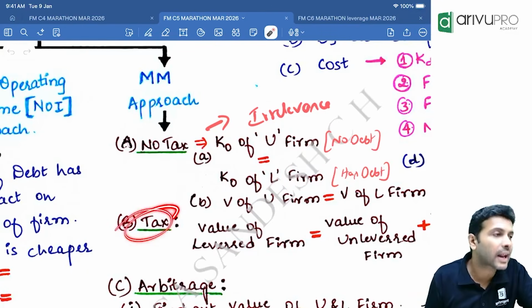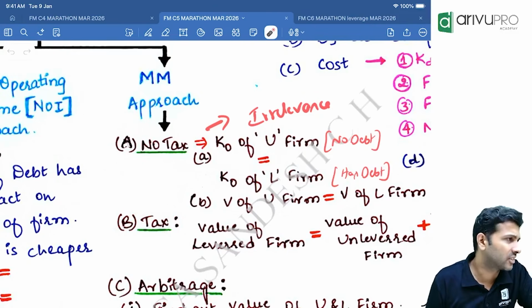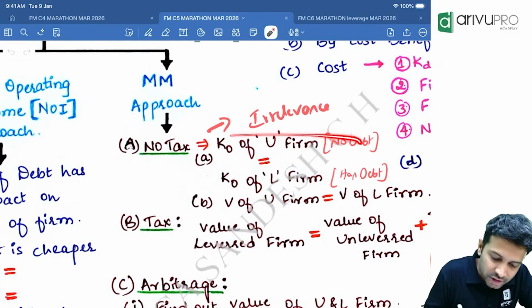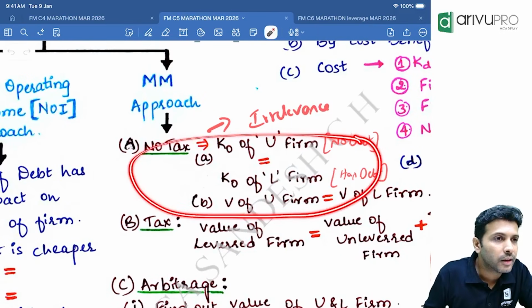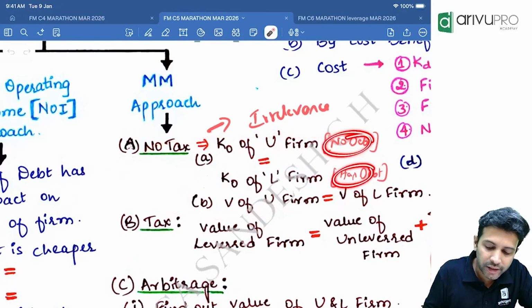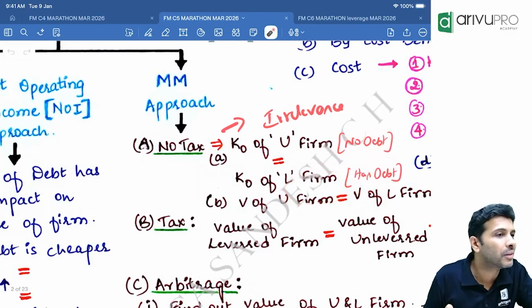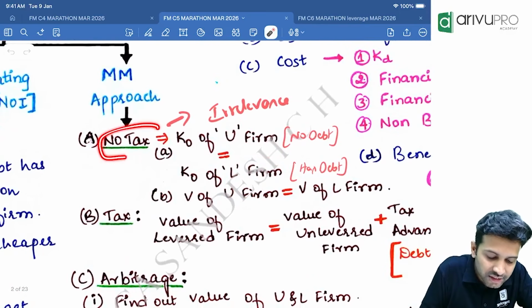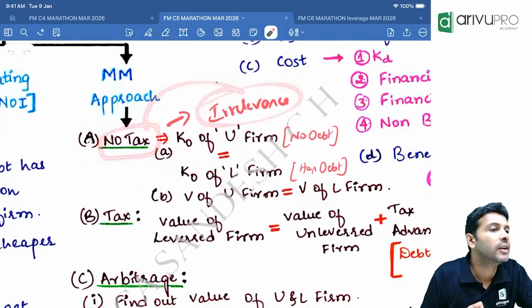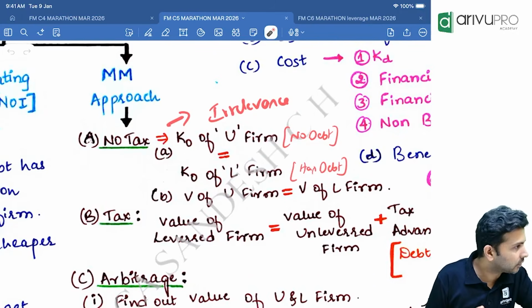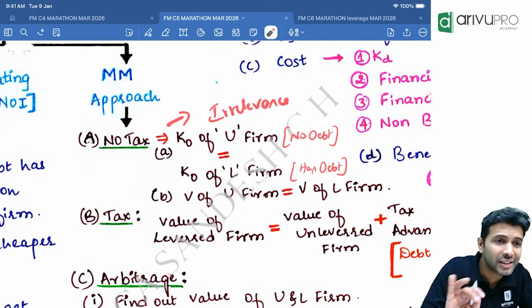If by chance tax exists, now one minute. Now you tell me, debt, no debt, value increase or value same? One firm has debt, one firm does not have debt. Are both their values different or same? Under no tax, sir is arguing for which theory? Irrelevance theory. Whether you take debt or don't take debt, value of the firm will be same.